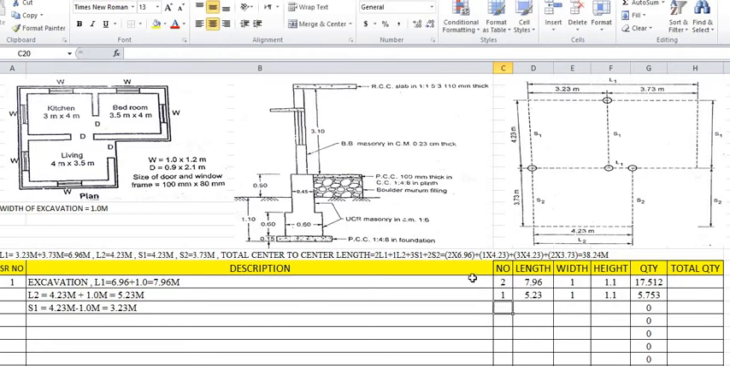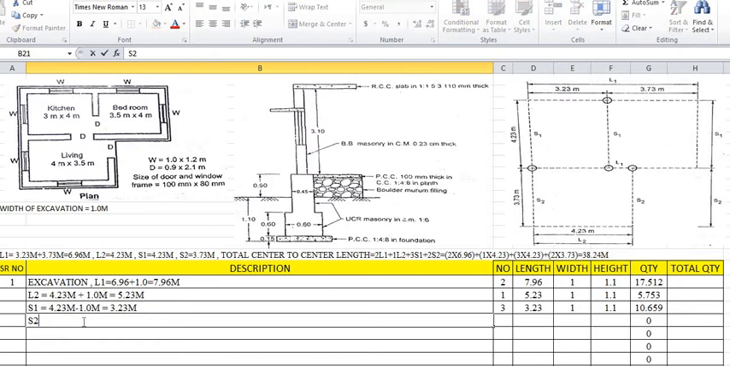Same way, how many numbers of short wall are there? Already we have taken this as 3 S1, that is 1, 2 and 3. So here the quantity is 3. The length is 3.23, the width is 1 meter and the height is 1.1 meters. So how much is the quantity? 10.659. One thing has to be kept in mind: we have to add in long wall and we have to subtract in short wall.